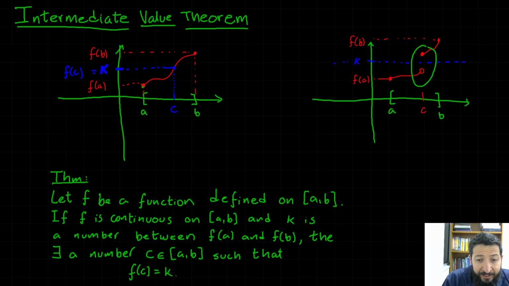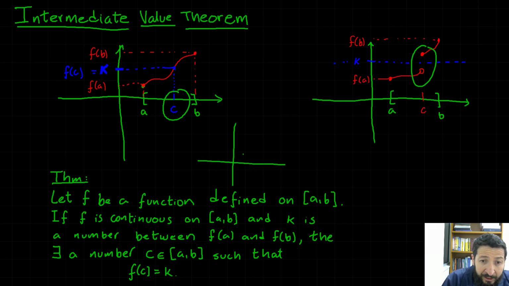But if k is a number between f of a and f of b, then there exists a number c on the interval ab. That's this guy here. That will go ahead and take the value. So f of c is going to be equal to k. Now, does that mean there's a unique element or a unique c?